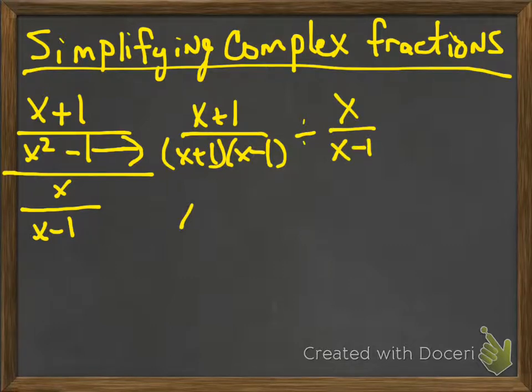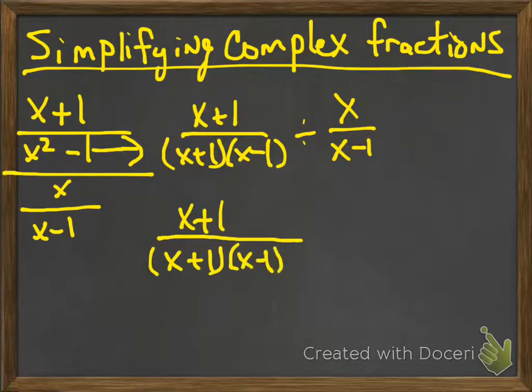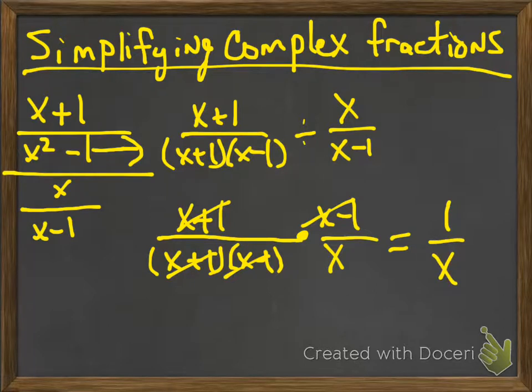Now let's switch that. Remember, when we divide by a fraction, we multiply by its reciprocal, and then start cross dividing. The x plus 1's cancel each other out, the x minus 1's cancel each other out. So you're always looking for, from top to bottom, what things could cancel out. Nothing is left on top, so I've got a 1 on top, and all that's left is an x on the bottom. So that's my final answer, 1 over x.